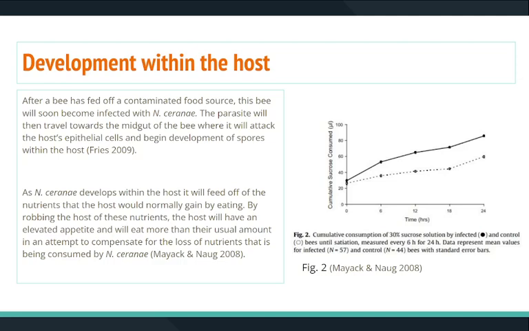This figure on the right is from a control group and an infected group that has been infected with Nosema ceranae. The control group is the dotted line, the infected group is the solid line, and this shows sucrose that is consumed by both groups over a 24-hour lifespan. And you can see through the chart that the infected group is actually consuming more as a whole compared to the control group.